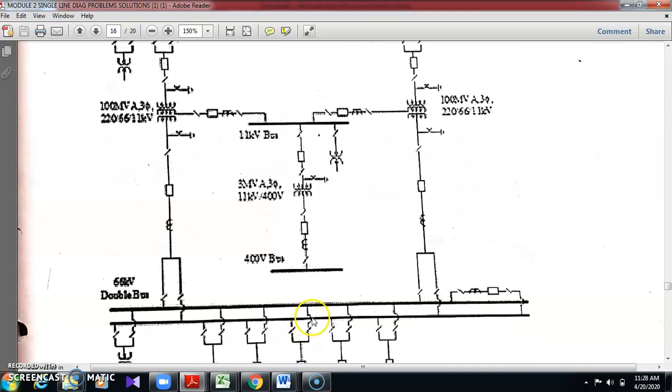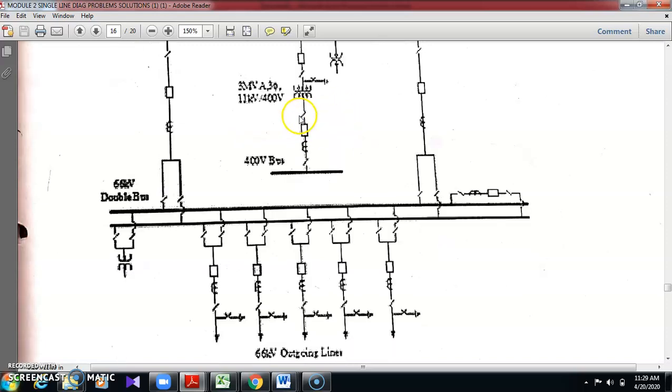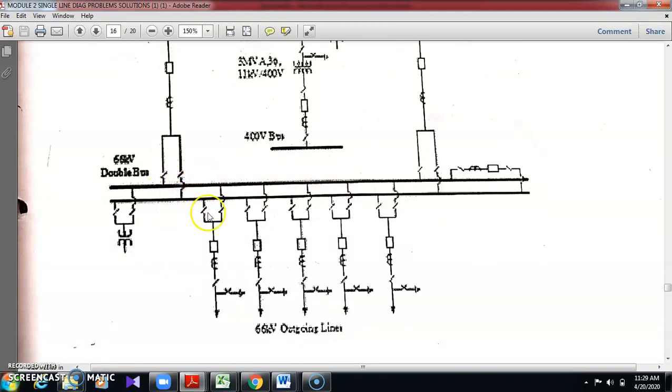This is a typical problem, understand this. 3 winding transformers, in the middle we are getting 66. From this 66 kV bus bar, the 11 kV bus bar is there. From this 11 kV bus bar, the auxiliary transformer. Remaining, what we are getting from the 66 kilovolt bus bar, how many outgoing lines? 1, 2, 3, 4, 5. 5 outgoing lines. Getting?